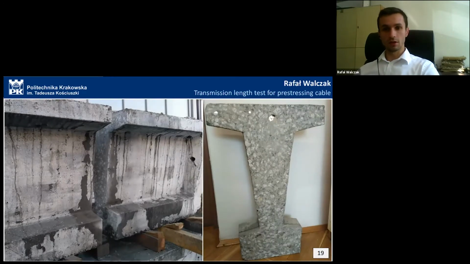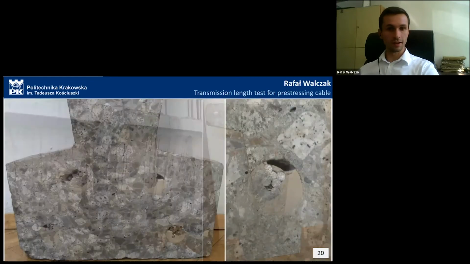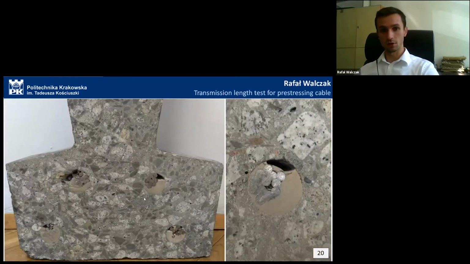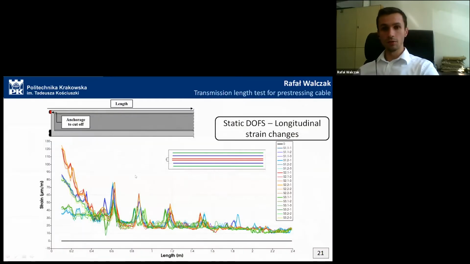Later, we cut out a section of the profile, and we could observe that the bottom cables also have the same problem with incomplete filling of the cable ducts. Okay, and moving to the results of the experiment, here we can see on this graph longitudinal strain changes from all of the optical fiber ducts, and we can see that longitudinal strain is decreasing asymptotically, but not to the zero value, of course, owing to the unbonded wires, which we could see in the duct.